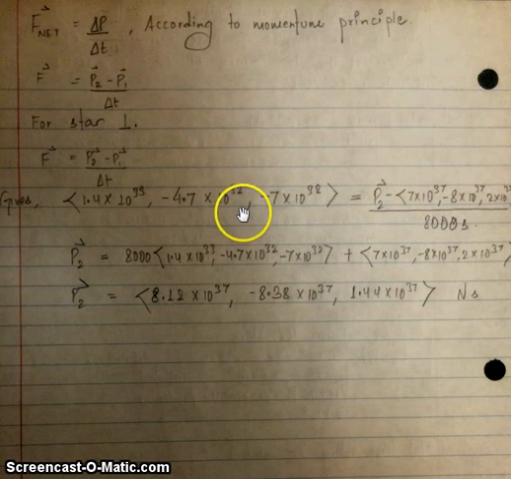We plug in all the values, the 8000 goes here, and then we multiply. The right hand side comes to the left hand side, and then we add it together. We get our final momentum, which is 8.12 times 10 to the 37, negative 8.38 times 10 to the 37, 1.44 times 10 to the 37 Newton seconds.